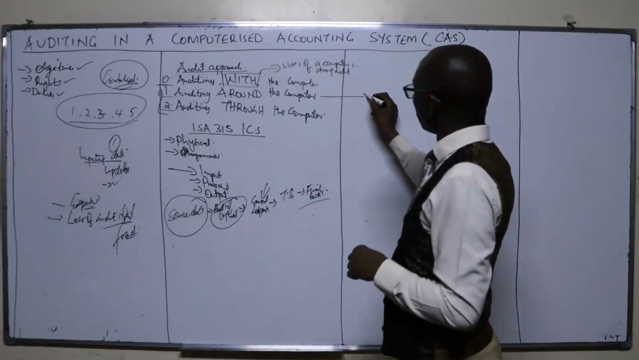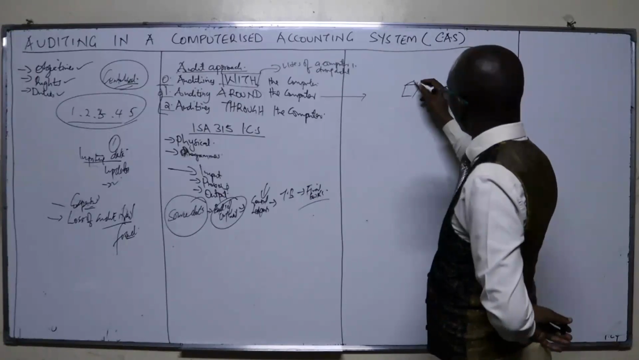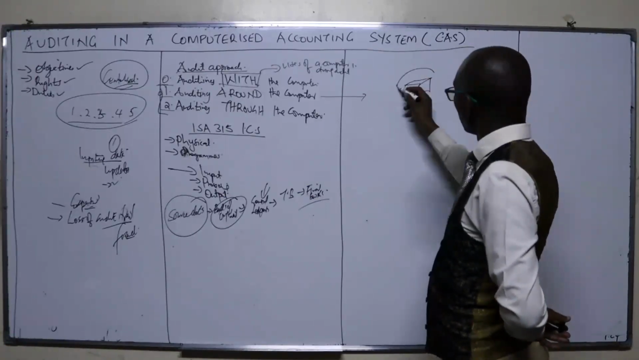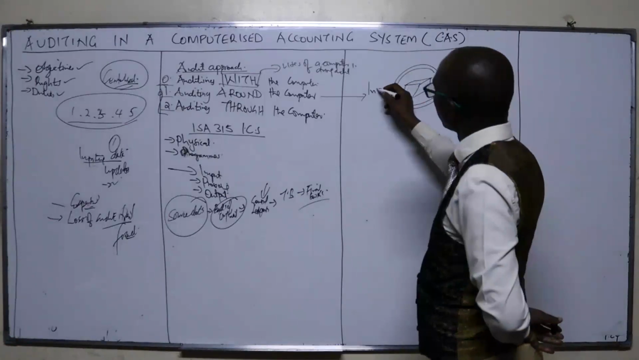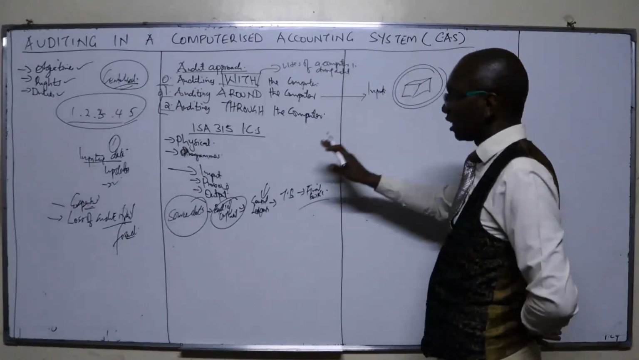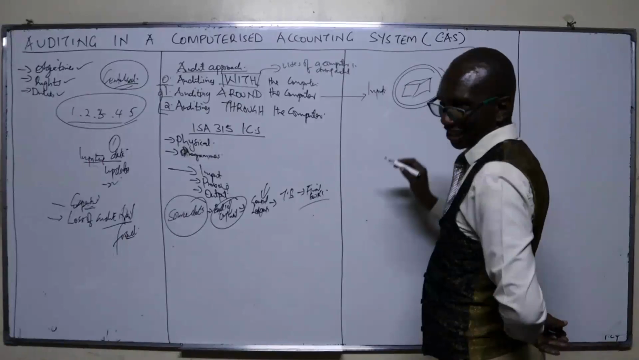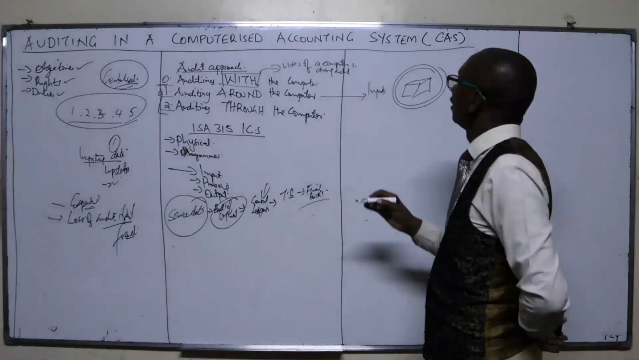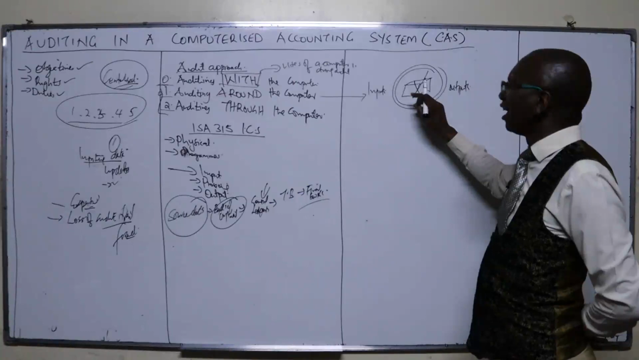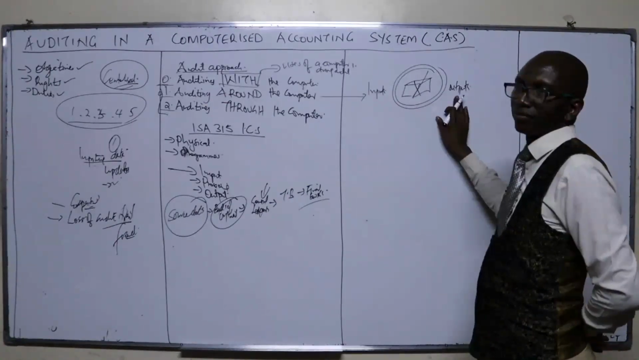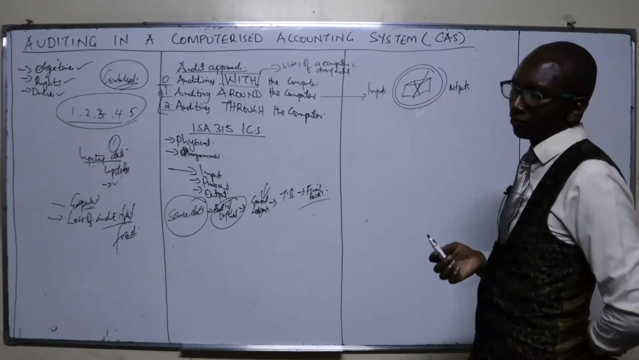About auditing around the computer, what it means, literally, this is the computer. Auditing around the computer, around it. It means you are very much concerned with inputs. As an auditor, you have concern of inputs and concern of outputs, but you care less, or have little or no regard to how processing is happening. The reason why we disregard processing is that the transactions we are talking of are very few. Kuna some transactions hata ukiexecute, unatumia off-head.